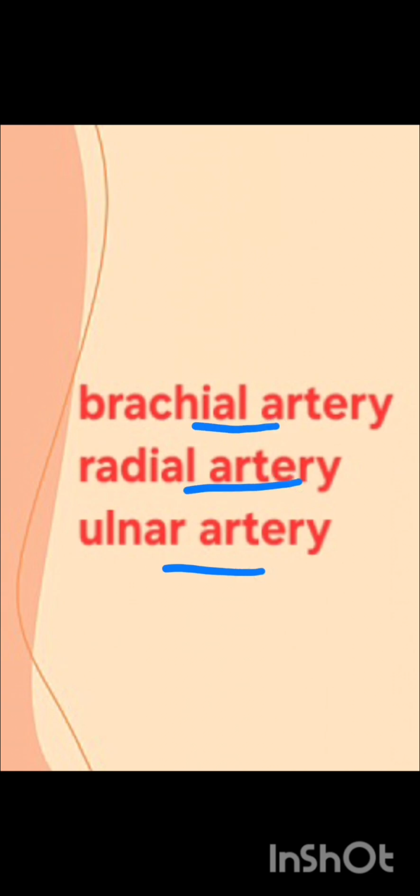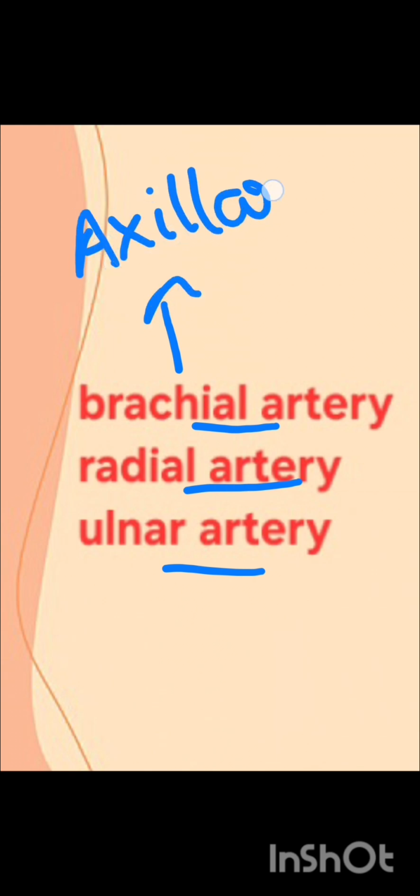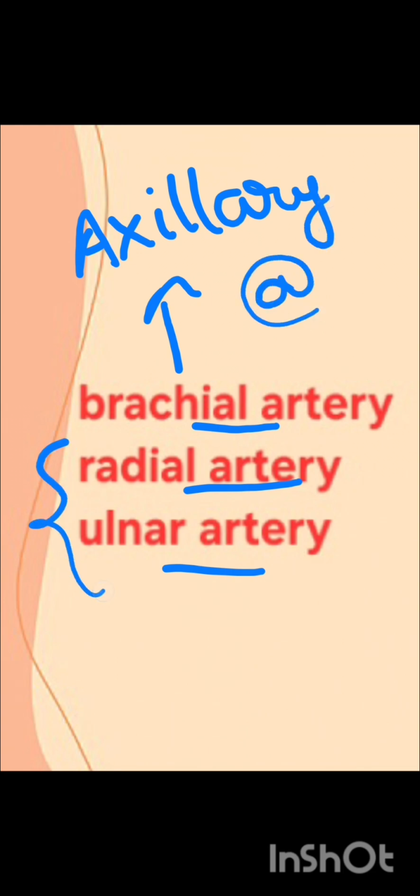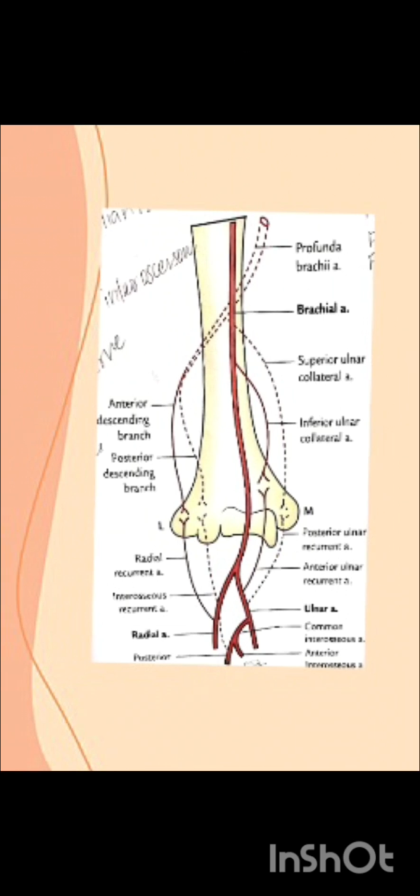Brachial artery is the continuation of the axillary artery, whereas the radial artery and ulnar artery are the terminal branches of the brachial artery. So the branches of these three arteries are involved in the anastomosis around the elbow joint. So this is the anastomosis of the elbow joint.